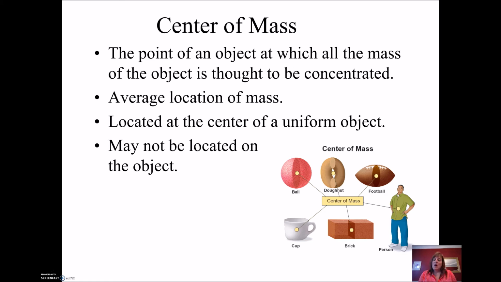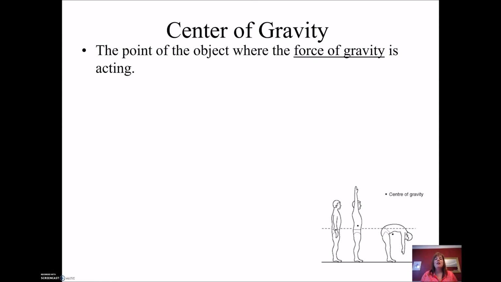Now, that means that it also may not be located on the object. Like if you think about a uniform donut here, or a uniform ring, the center of mass would actually be in the center of the object, which doesn't happen to be on the object at all. So that's totally cool. The center of mass may not be on the object.